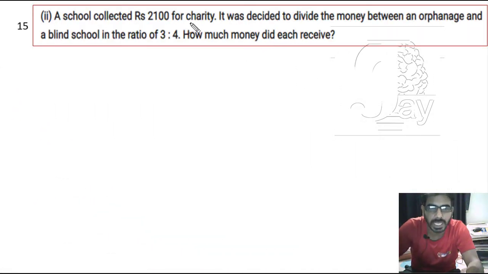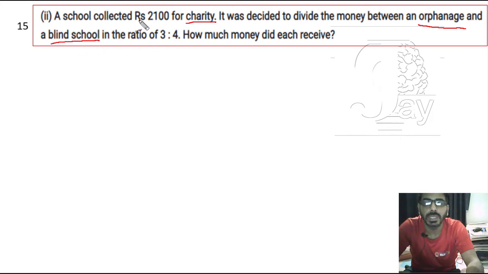And this question is based on charity given by the school to an orphanage and a blind school. Now I appreciate this kind of work done by the schools. This is something genuine and noble work done by the school. I have seen many schools donating to orphanages and blind schools, because they really need your help, and we should help. If we are capable enough to help, we should.